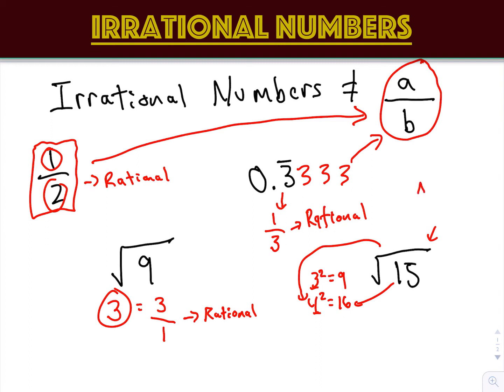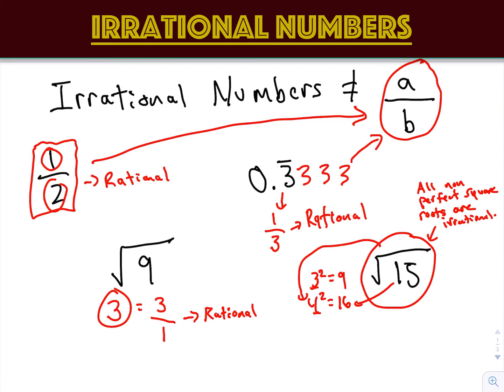So therefore all non-perfect square roots are irrational. They will all repeat, and they are all irrational. And this is our most common irrational number: a square root that is not a perfect square.